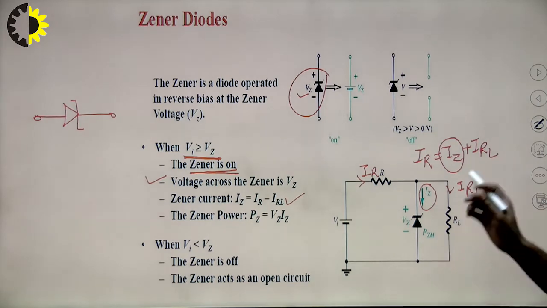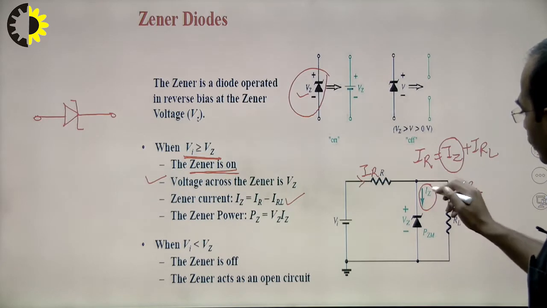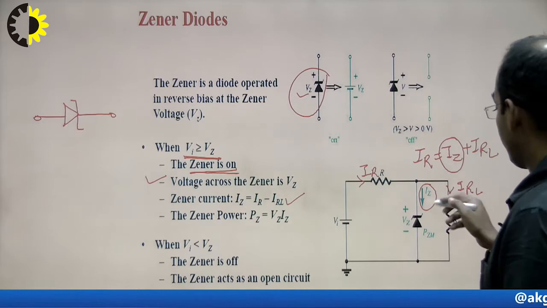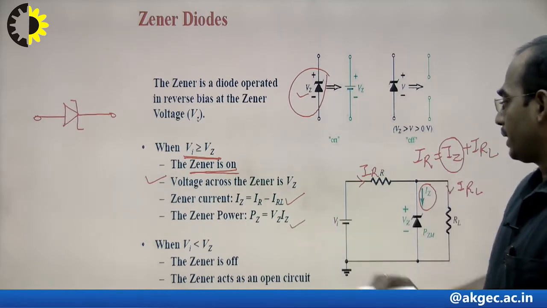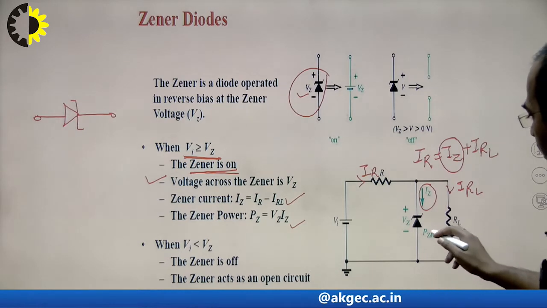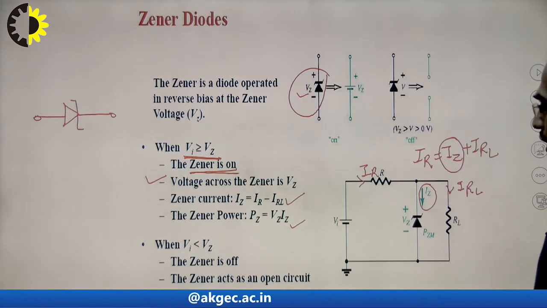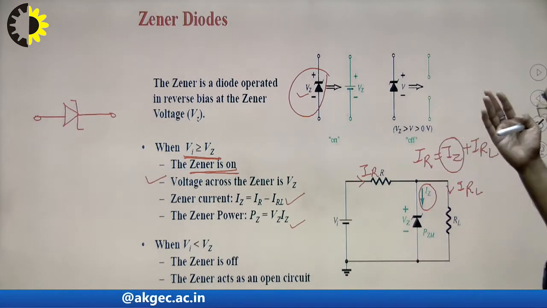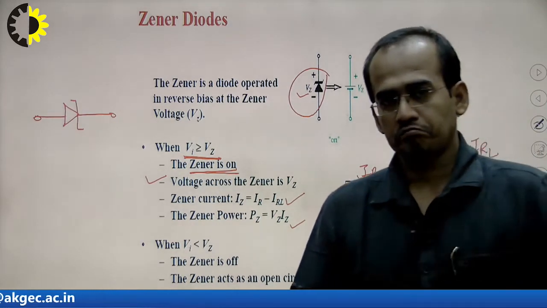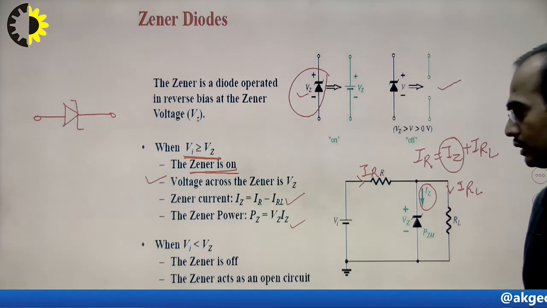Again, if the Zener is conducting, it means current flows through the diode, and the Zener power is equal to voltage multiplied by current. So the Zener power will be equal to the Zener voltage times the current flowing through the Zener diode. If the Zener is in the off state, then the Zener current will be 0 and it will behave as an open circuit.